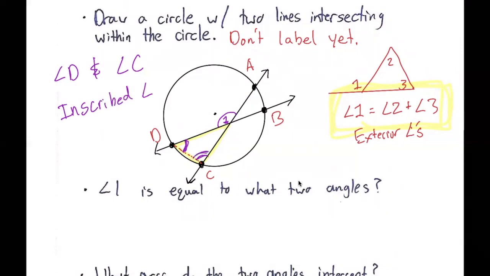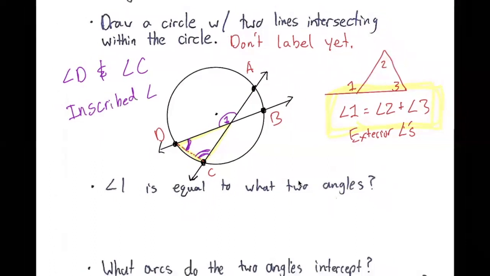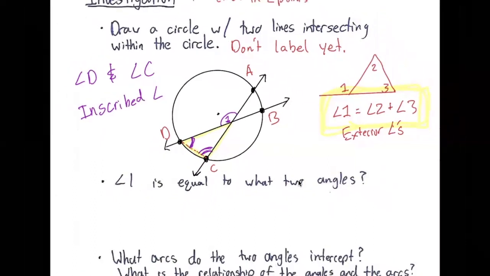So now I'll kind of jump ahead a bit. All right, so angle 1 is equal to what? 2 angles. Angle 1 is going to be equal to, I'll just make it easy for us, angle D plus angle C, okay? Cool. Thumbs up if we're in agreement with that. Angle 1 in this diagram is equal to angle D plus angle C. Let me know we're good with that.